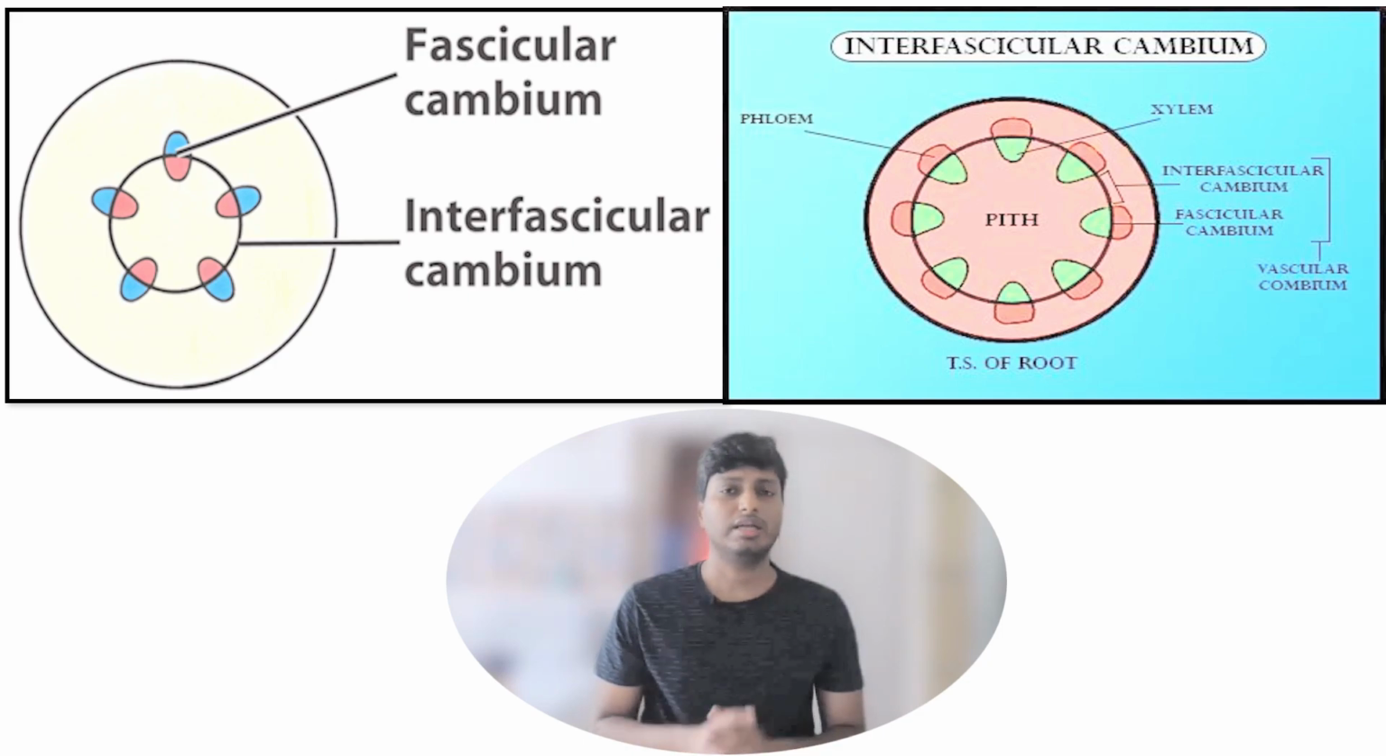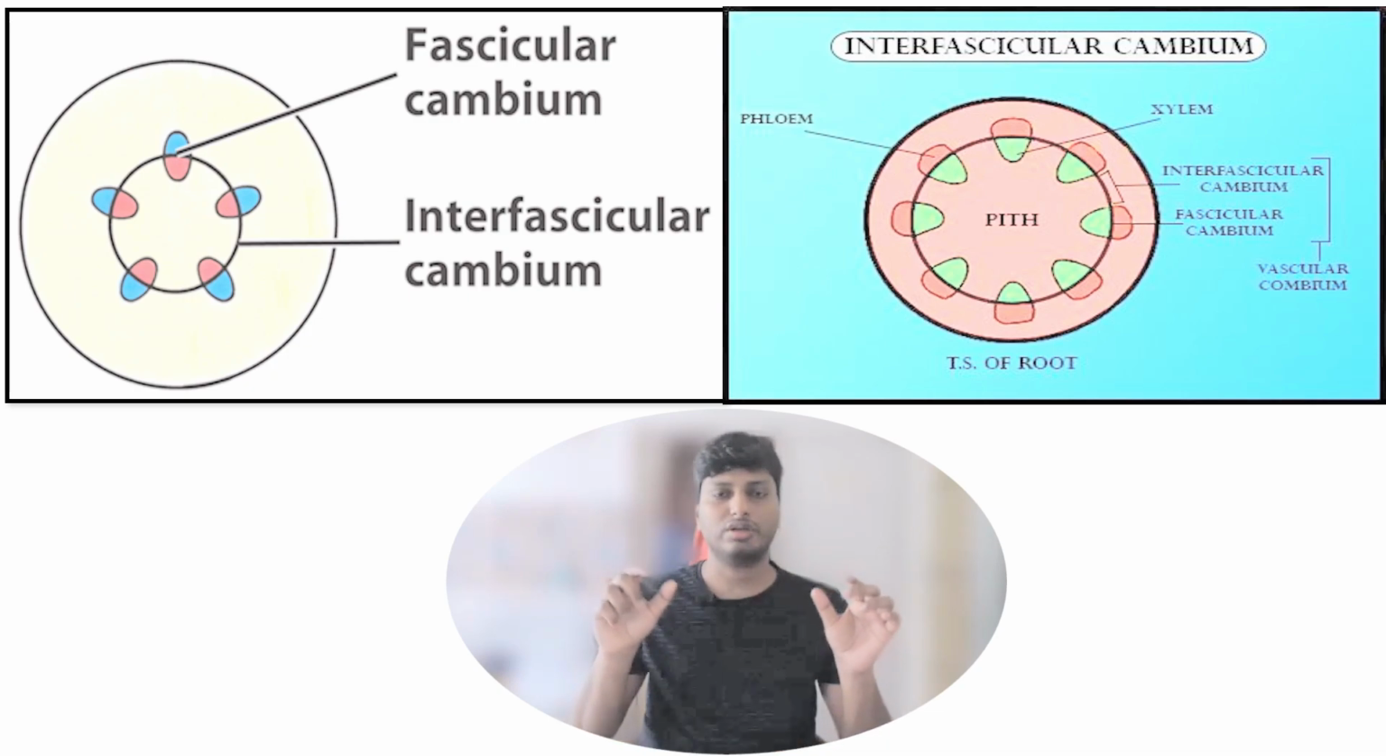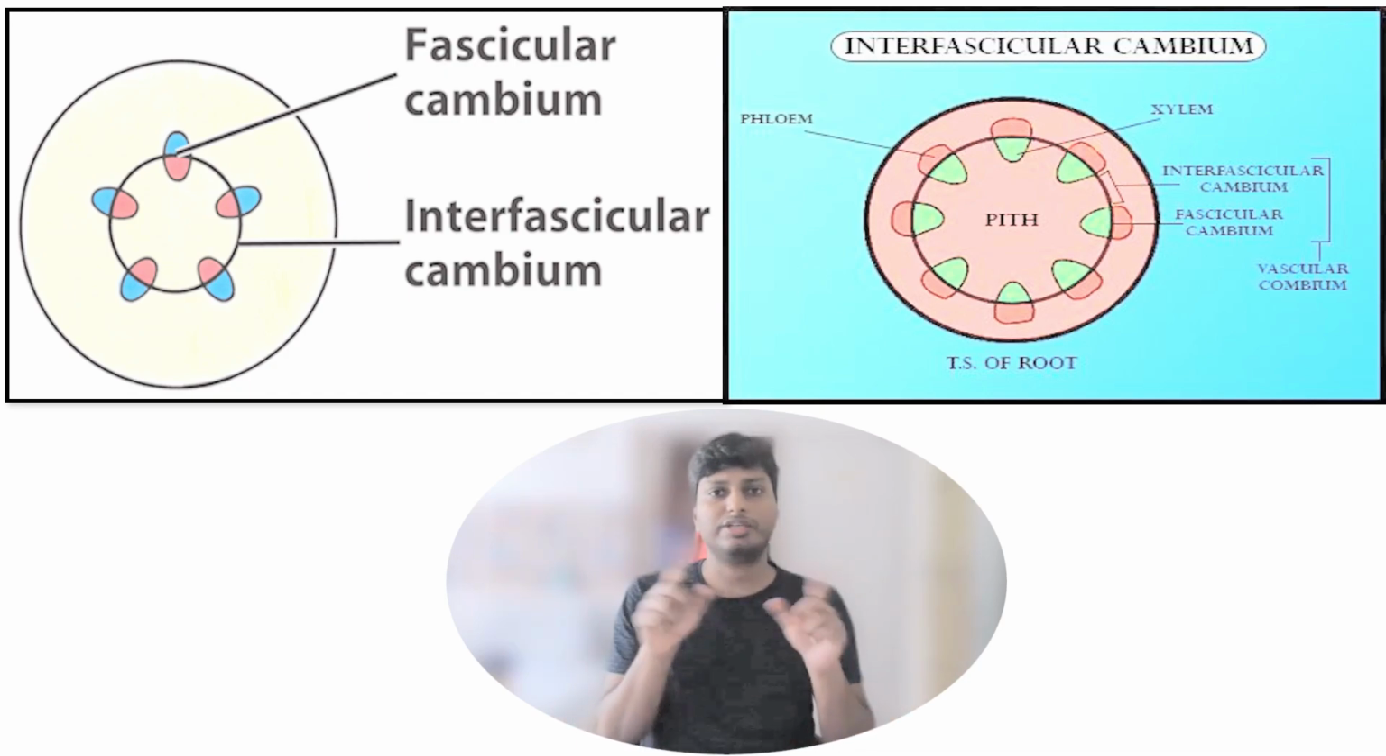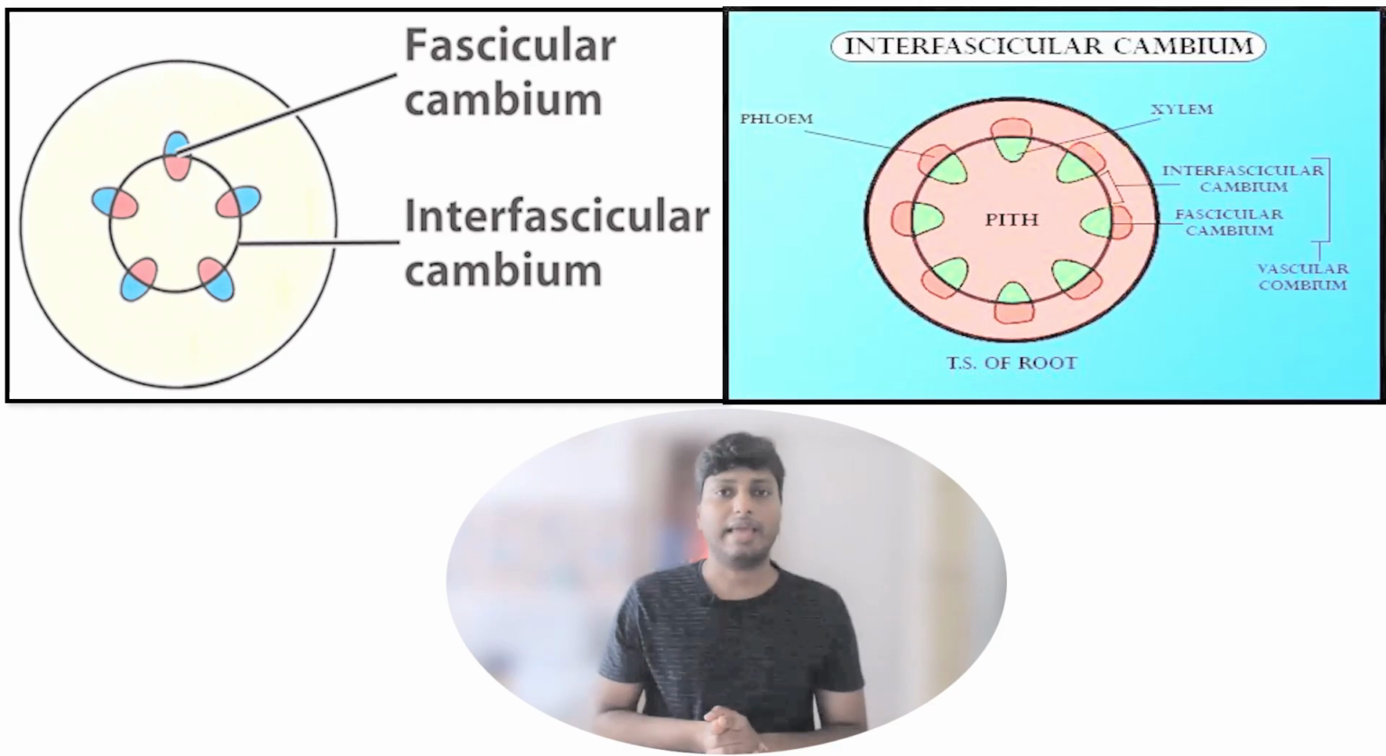Now dear students, the cambium which is present inside the vascular bundles, that is inside the xylem and the phloem, is known as the intrafascicular cambium. But the cambium which is present in between the vascular bundles is called the interfascicular cambium. What happens is this intra and interfascicular cambium keeps on dividing and ultimately forms a ring-like structure, which is known as the cambial ring.